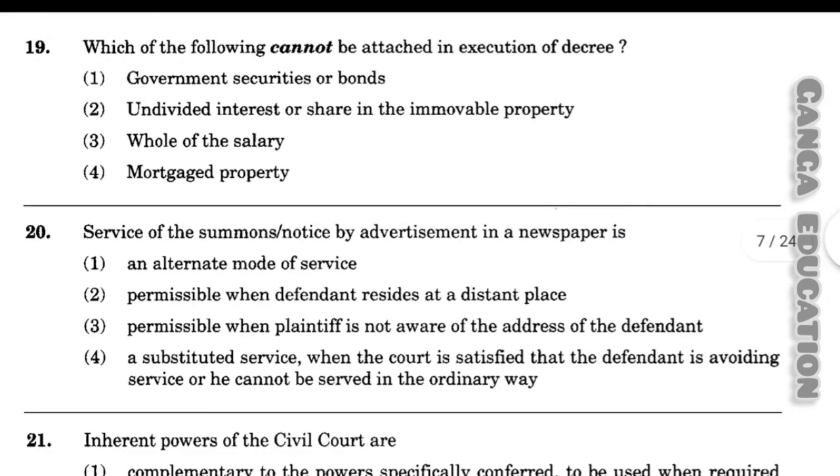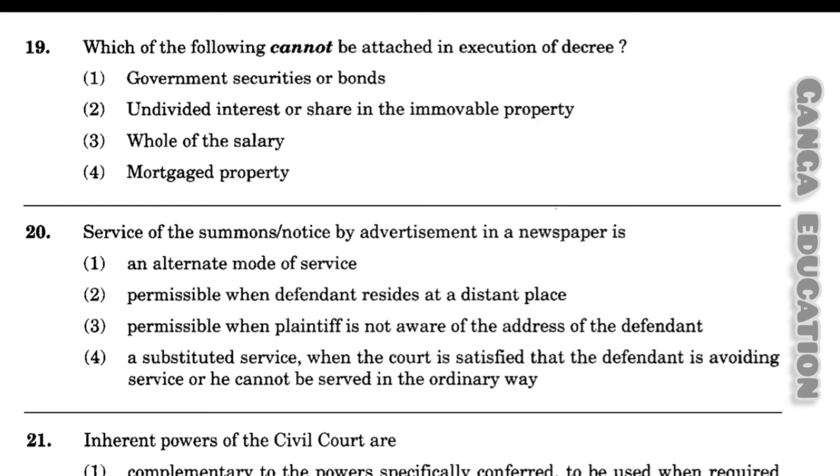Now question number 19. Which of the following cannot be attached in execution of decree? Option number 1, government securities or bond. Option number 2, undivided interest or share in the immovable property. Option number 3, whole of the salary. Option number 4, mortgaged property. And the correct answer is option number 3, whole of the salary.